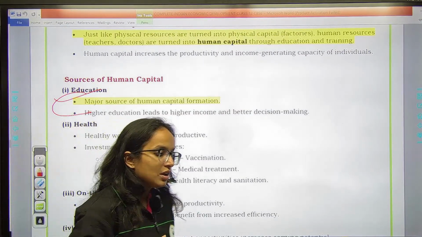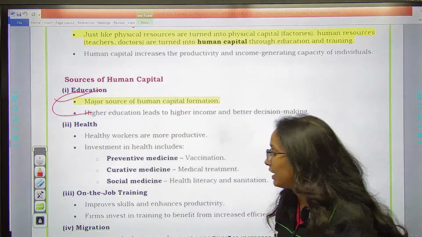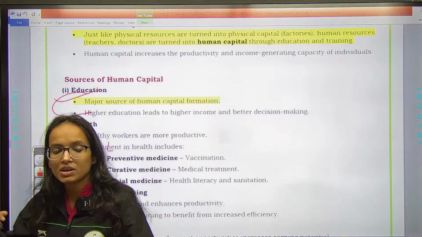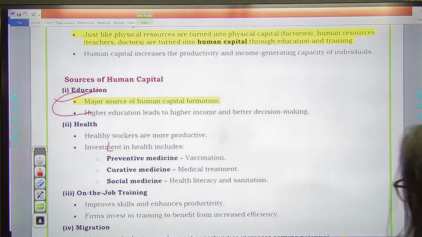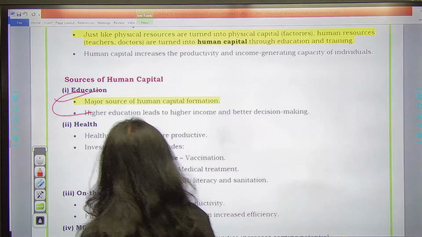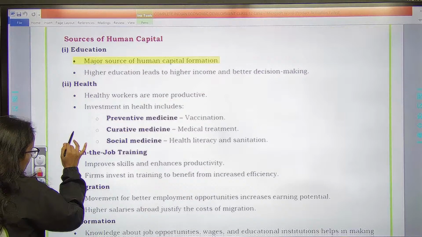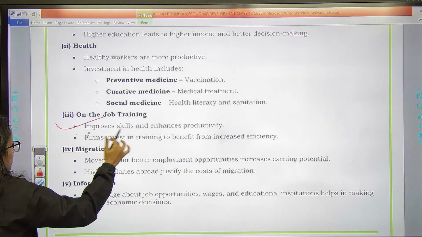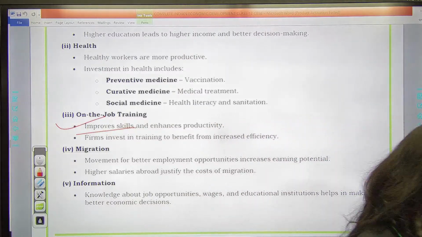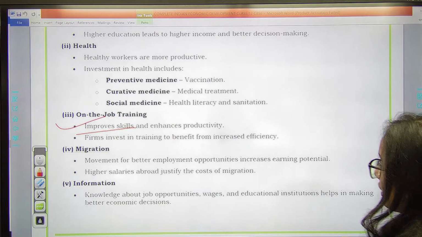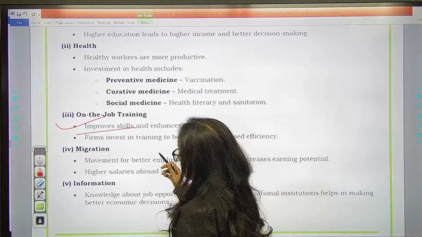Higher education leads to more human capital, right? Then health. Healthy workers. If workers are not healthy, they are not going to produce something. They are not going to help you in any production. Then on the job training is also important, because uplifting the skill, or upskilling, is important for your population to be an asset for the economy. Then migration.